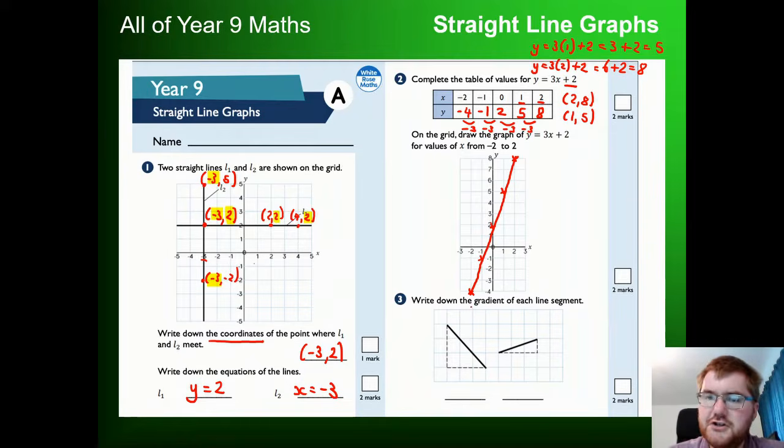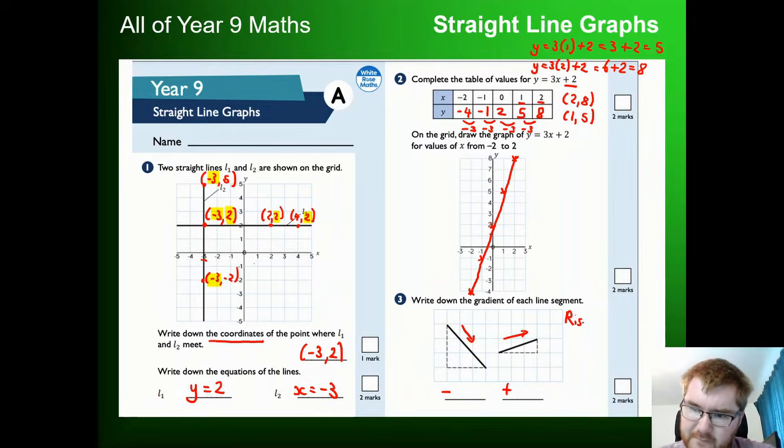Now on to question 3. So you want to write down the gradient of each line segment. So the first thing I like to do is going from left to right, is it going upwards or downwards? So from left to right, this is going downwards, whereas this from left to right, this is going upwards. So this answer is going to be negative because we're going downwards, and this one's going to be positive, which means going upwards.